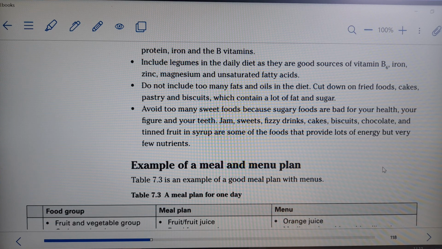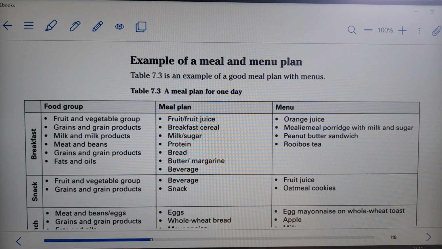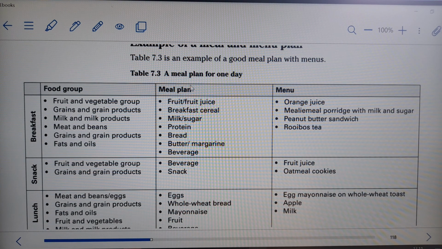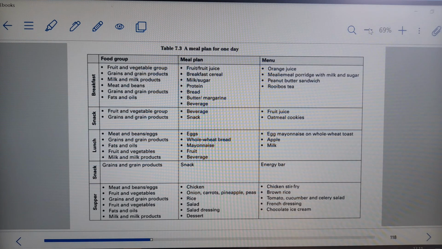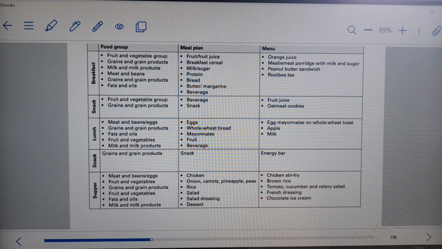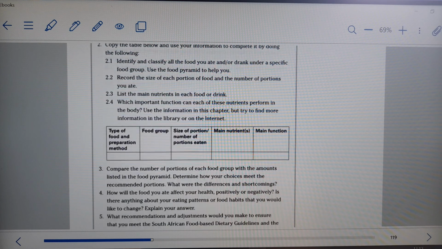Example of a meal and a menu plan, they give us there. You can go through that. This is a meal plan for one day: breakfast, snack, and lunch. And I think it will go to a snack, so it has got everything, snacks in between. This is an example of a meal plan. You can go through it there on page 118.